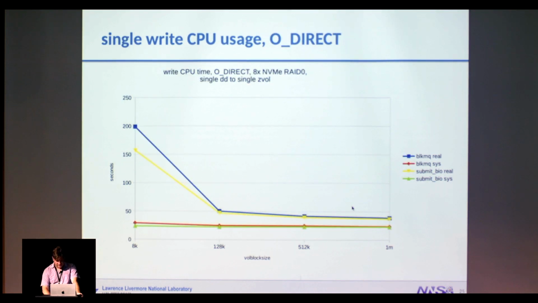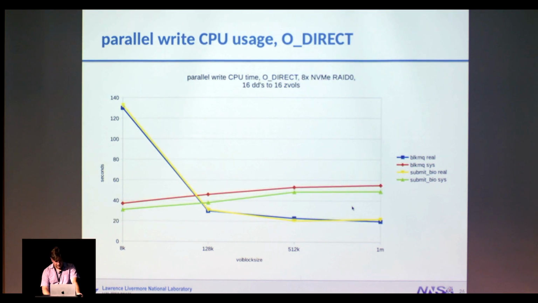Single writes with ODirect, you can see that block multiqueue takes longer, which we knew, and the system time is about the same. With parallel writes, block multiqueue wall clock time was about the same, but it took more system time, so that's not as good.